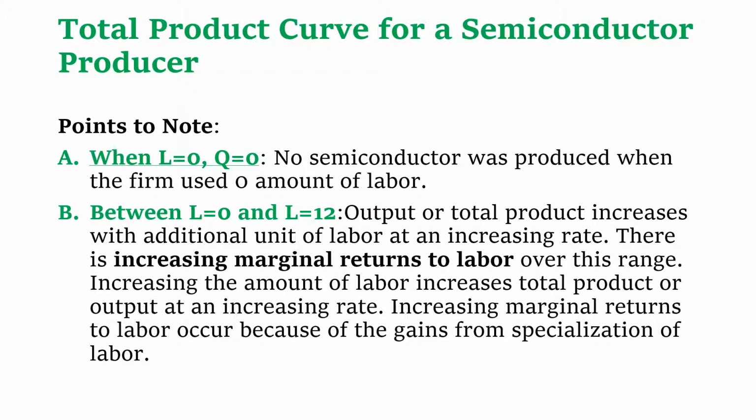So this occurs because of what? Gains from specialization of labor. Now you have workers specializing in different activities, so they are now performing the duties which they can perform best. Everybody is doing what they are able to do best. So in that particular case, productivity will rise.